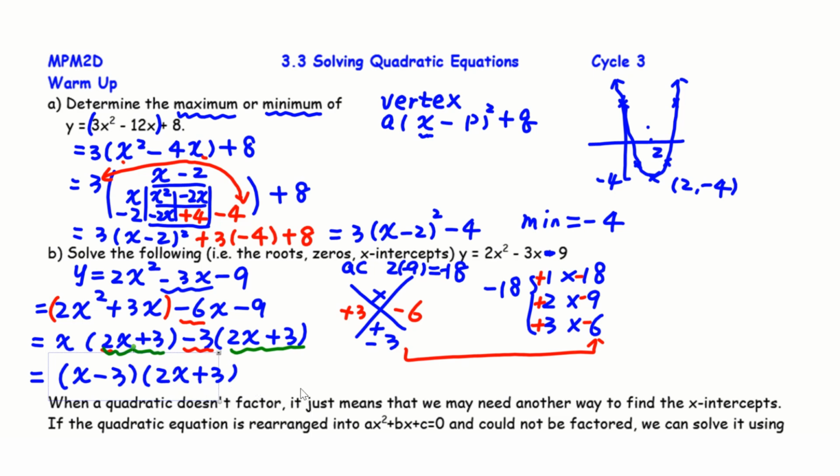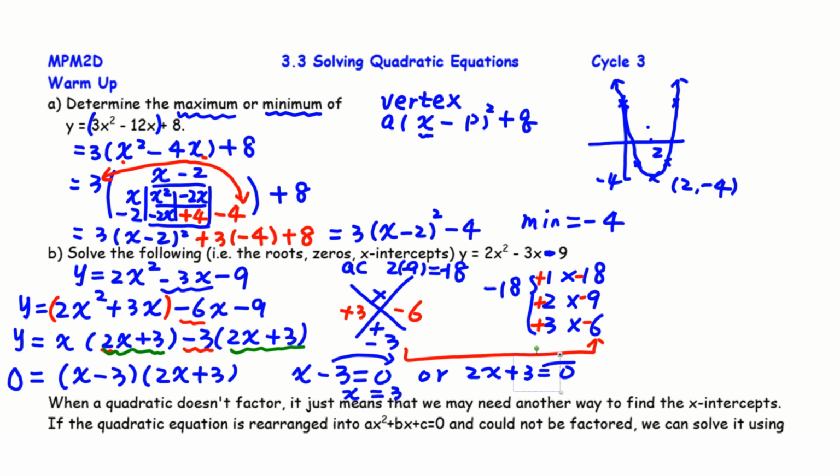So this is factored form, and in order to solve for the zeros, it means y equals 0. So we replace this y with 0. Then each bracket equals 0 to solve for x. x minus 3 equals 0, or 2x plus 3 equals 0. Then move the minus 3 to other side, opposite operation, you have x equals 3.